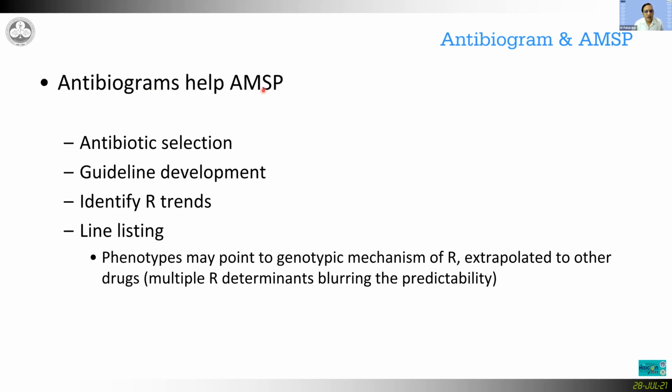Lastly, antibiograms help the antimicrobial stewardship program, AMSP, by helping in antibiotic selection, guideline development, and identifying the resistant strains, and the line listing can give us guidance about phenotypes and may point to genotypic mechanisms of resistance. You may be aware of Livermore's article in early this century, which shows how you can predict the genetic mechanisms by looking at the phenotypic resistance to different drugs, and it may be extrapolated to other drugs. Multiple drug determinants, of course, blur the predictability.